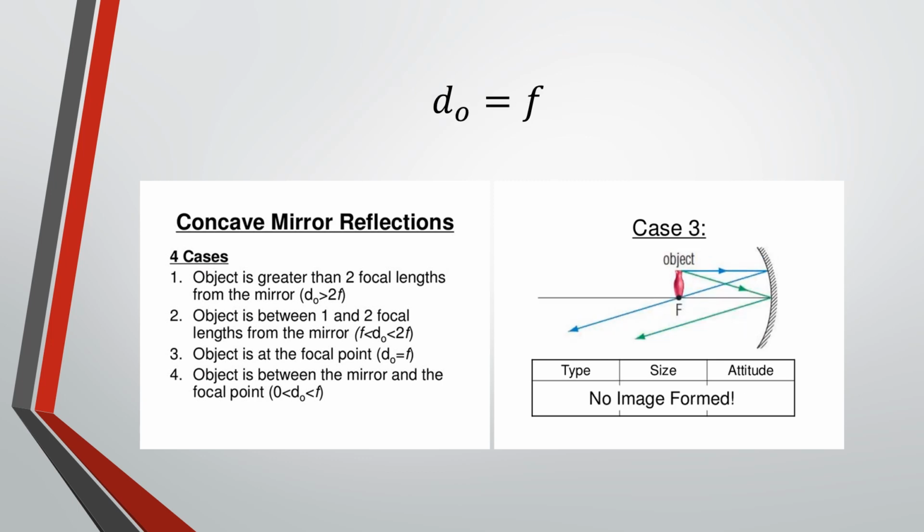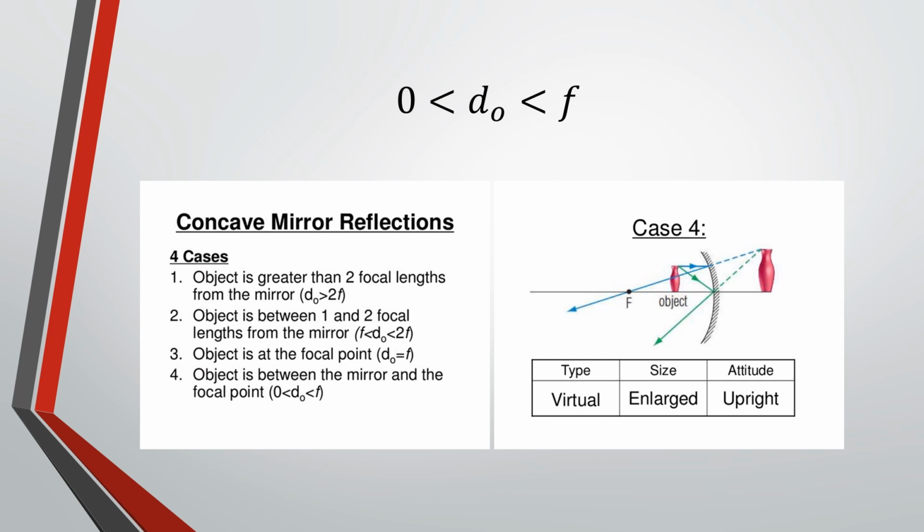In case 3, the object is placed at the focal point. And when this happens, there can be no image formed because the light rays never converge or diverge. They simply go off to infinity parallel to each other, never to meet. For case 4, things get a little bit strange because it's inside of the focal length. The image will end up on the other side of the mirror, so it will be virtual, enlarged, and upright.